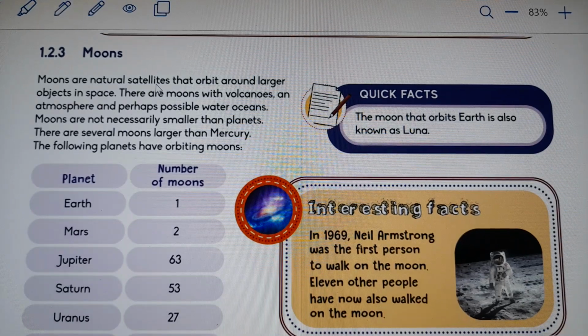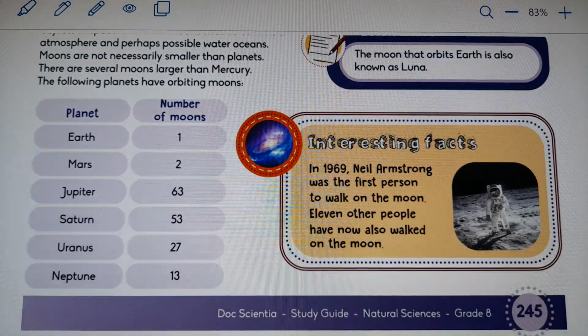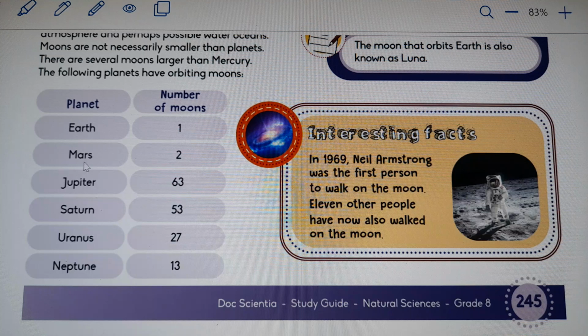Moons are natural satellites that orbit around larger objects in space. There are moons with volcanoes, an atmosphere, and perhaps possible water oceans. Moons are not necessarily smaller than planets. There are several moons larger than Mercury, and the following planets have orbiting moons. We have already learned this when we were doing the planets. The Earth has 1 moon, Mars has 2 moons, Jupiter 63, Saturn 53, Uranus 27, and Neptune 13.